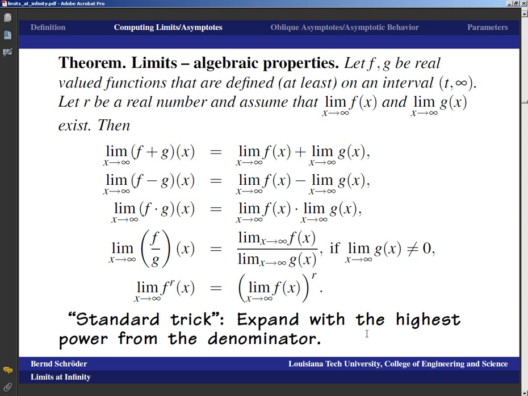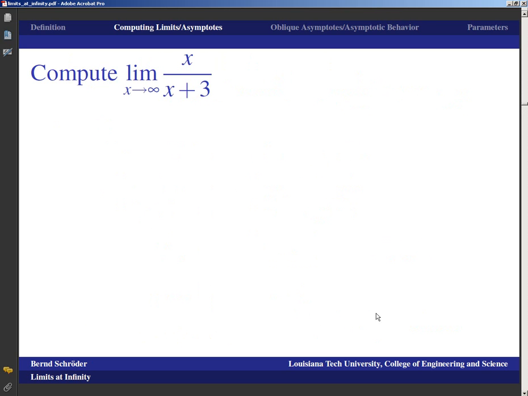The standard trick is that we would expand with the highest power from the denominator. So if we compute a very simple limit, like the limit as x goes to infinity of x over x plus 3, what we can see here is the numerator goes to infinity and the denominator goes to infinity, and well, infinity over infinity can't be computed. So what we do is we multiply with 1 over the highest power in the denominator, which in this case is 1 over x. So we're multiplying by 1 here.